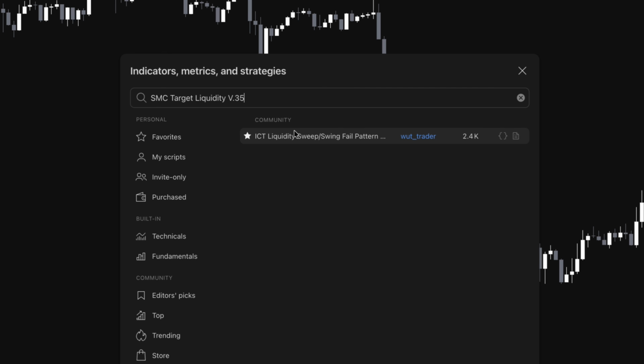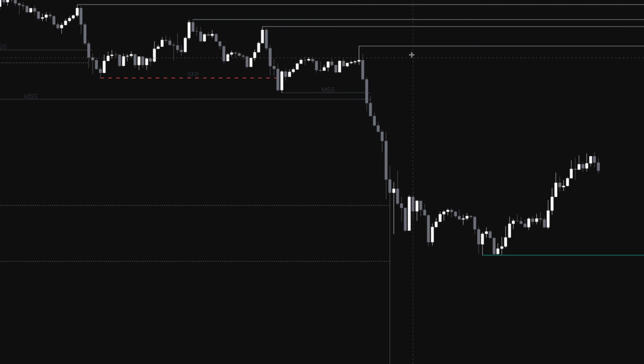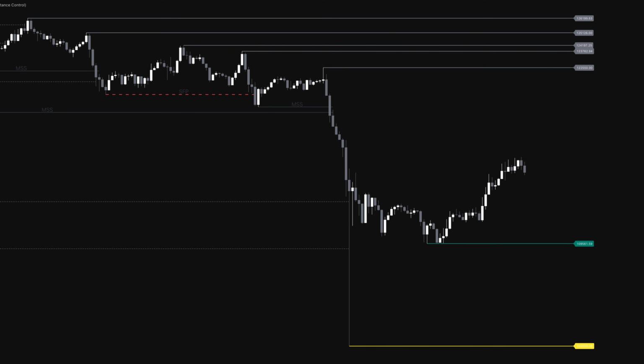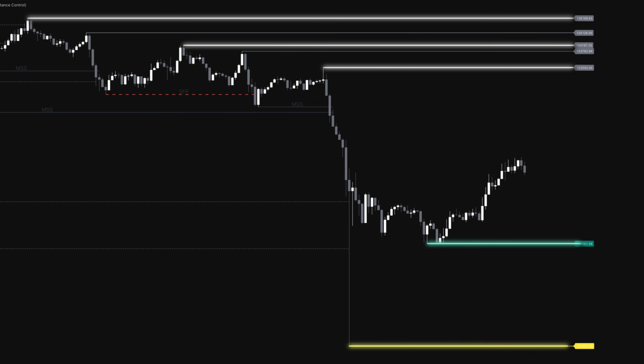SMC Target Liquidity, V.35. Created by WhatTrader, this Pine script indicator tracks smart money concepts' liquidity levels by marking pivot highs and lows with session-colored lines, then classifying their violation as sweeps, fakeouts, or market structure shifts.